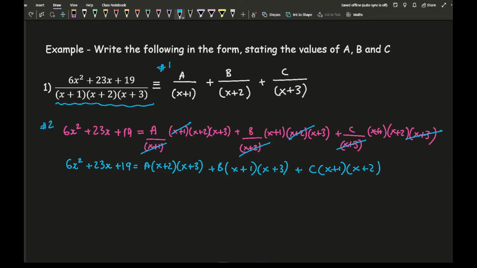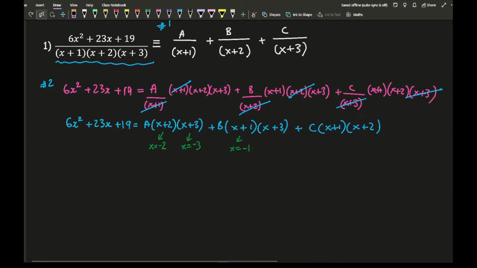So from this, what we then need to do is find the values of x that make each of the brackets equal to 0. So that would make it equal to 0 when x equals minus 2, and that would be 0 when x equals minus 3, and that will be 0 when x equals minus 1. So they're my 3 values that I'm going to be substituting. So to start this off, let's just move this up.